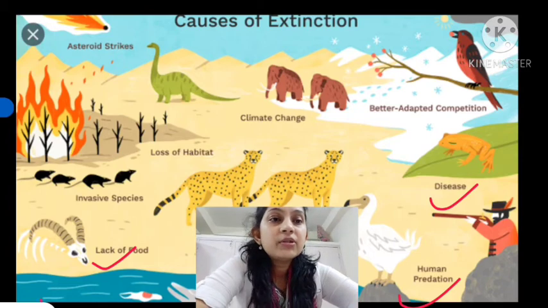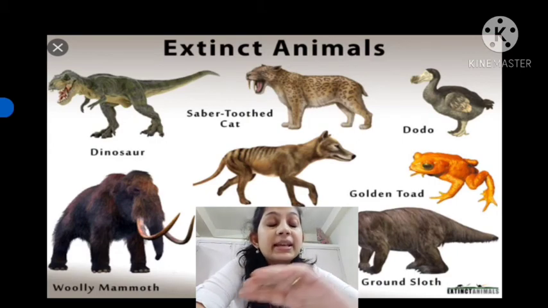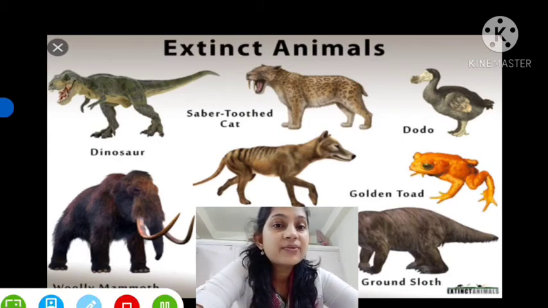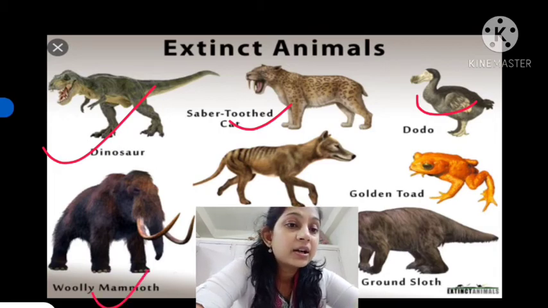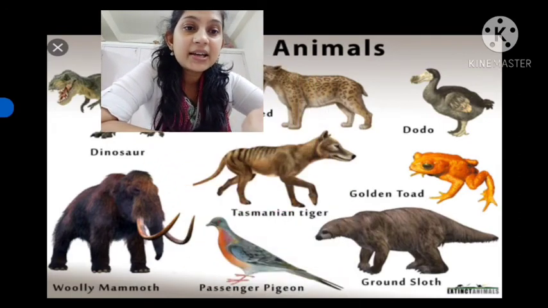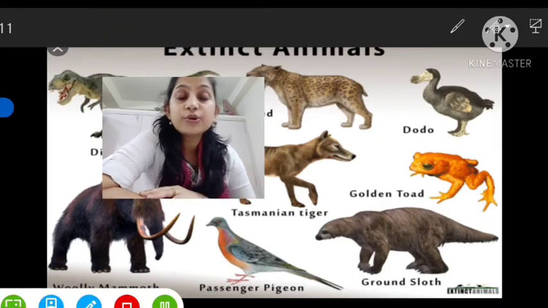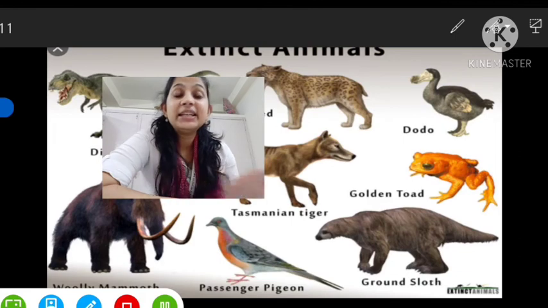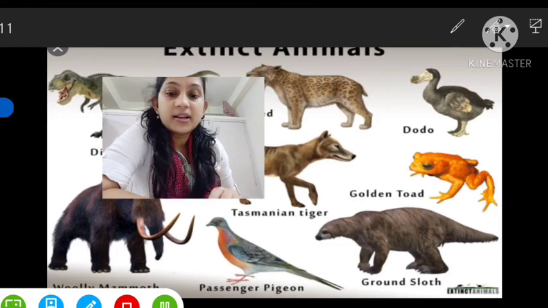Now let me tell you the names of a few animals which are now extinct from this planet. One is very common that we all know, that is the dinosaur. A few others: dodo, saber-toothed cat, woolly mammoth, ground sloth, then this one, the Tasmanian tiger, and the passenger pigeon. So these animals are no more on this planet. They are completely extinct.